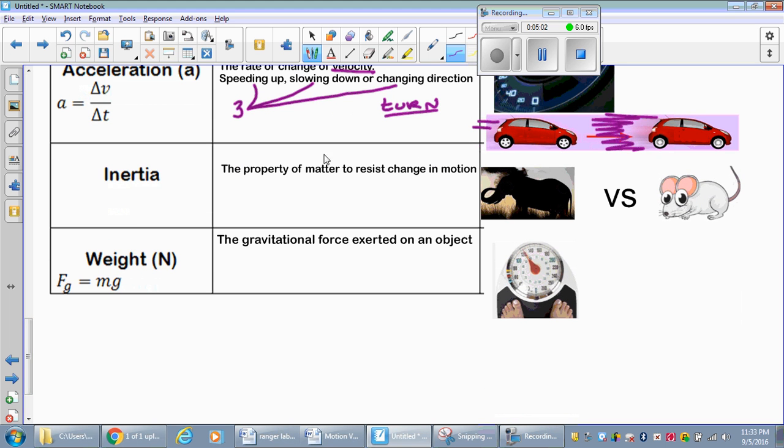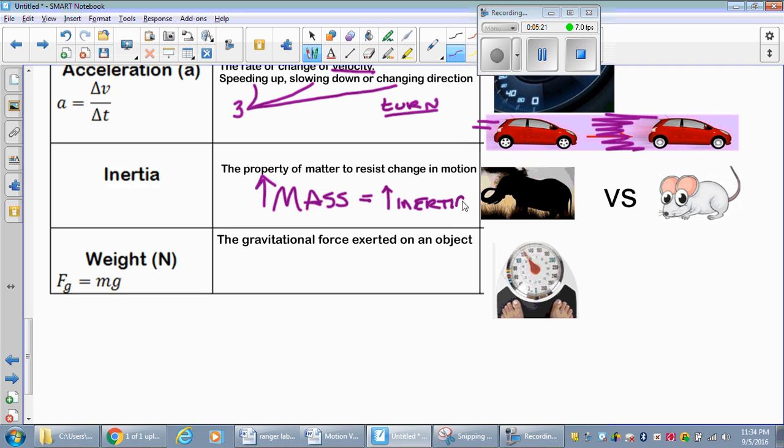Inertia. Now we're getting into force here. It's a property of matter to resist change in motion. So what you need to write here is that this basically means the word mass. If you have mass, you're going to have inertia. And guess what? The more mass you have, the more inertia you have.